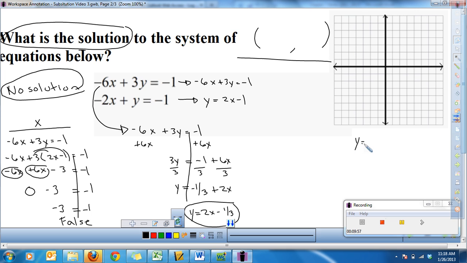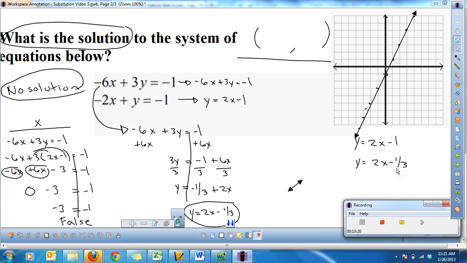But let's graph them so you can really see what's going on. I have y equals 2x minus 1, and y equals 2x minus 1/3. Let's go ahead and graph the first one. I have a y-intercept of -1 and a slope of positive 2, so I'm going to go up 2 over 1. Go ahead and draw my line. So here's my first line, y equals 2x minus 1.